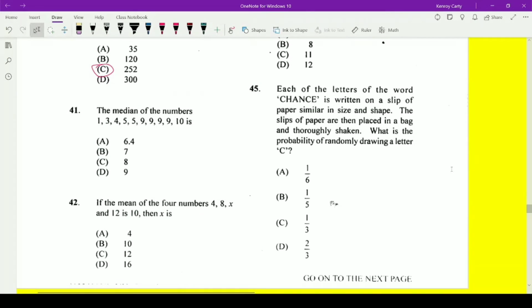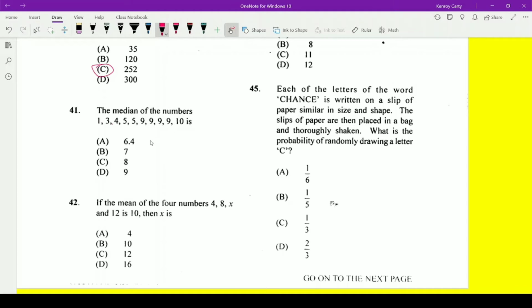Question 41. It says the median of the numbers 1, 3, 4, 5, 5, 9, 9. And here's the beauty of it. They're in order for you already. So I just need to count the number of numbers. Because remember that the median is the number in the middle when they are arranged in either ascending or descending order. So let's go. 1, 2, 3, 4, 5, 6, 7, 8, 9, 10 numbers. Let's make sure that is correct. 1, 2, 3, 4, 5, 6, 7, 8, 9, 10.